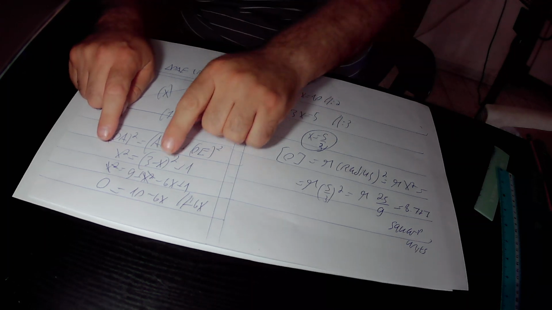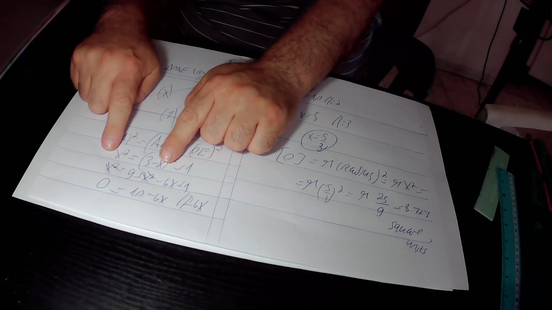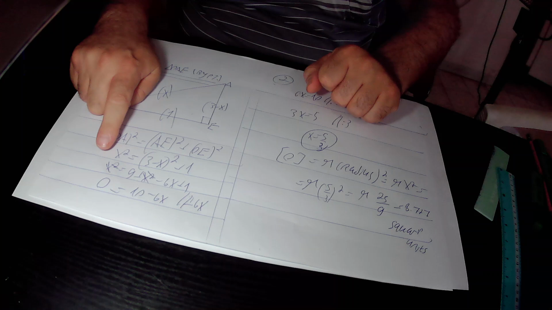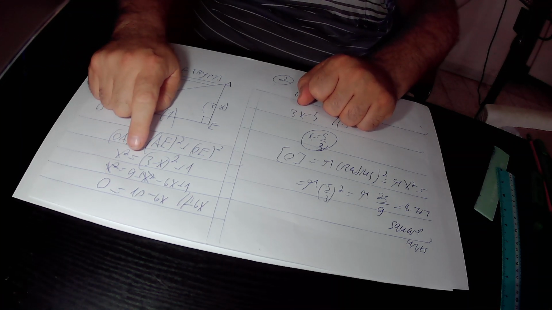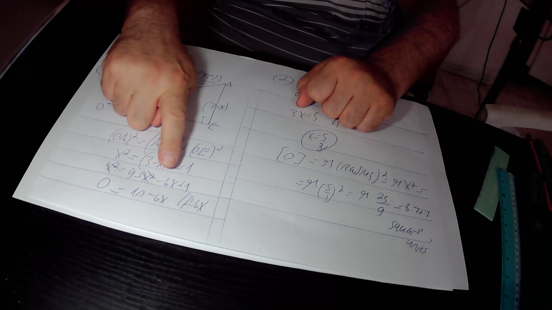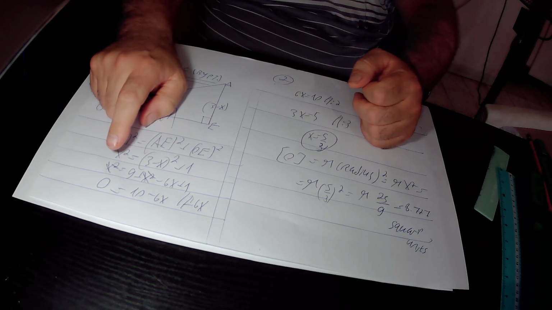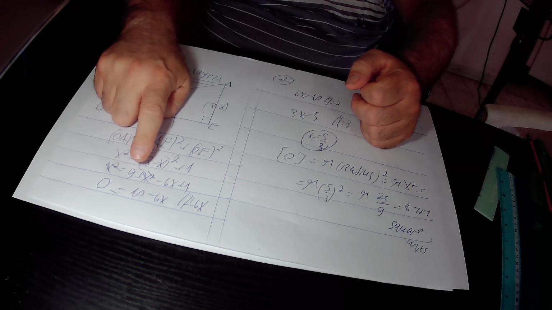Here we have x squared on both sides of the equation, so x squared will get cancelled. After I cancel x squared, on this side of the equation we are left with nothing, that is to say 0. On the other side of the equation we have 9 plus 1, that is 10, minus 6x. So in conclusion, I found that 0 equals 10 minus 6x.